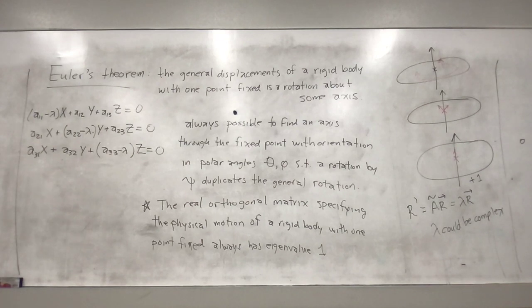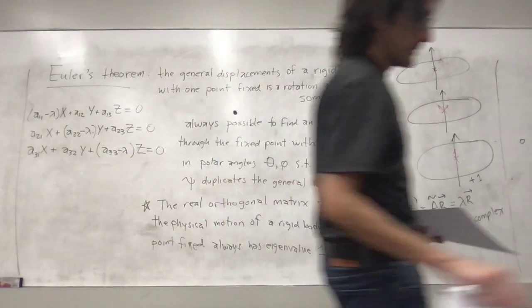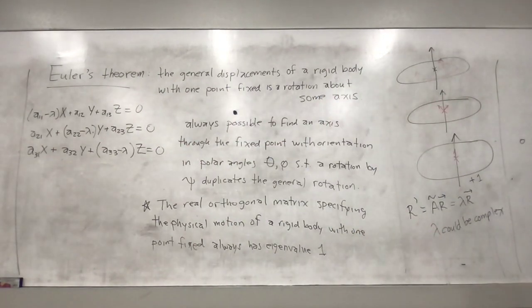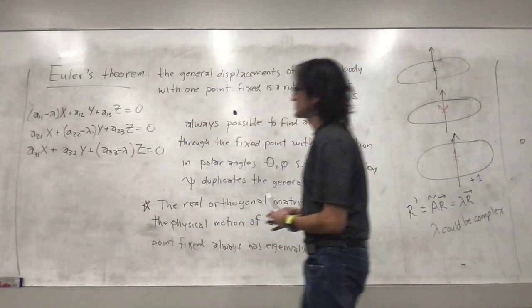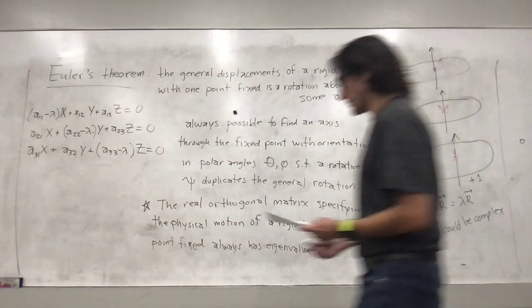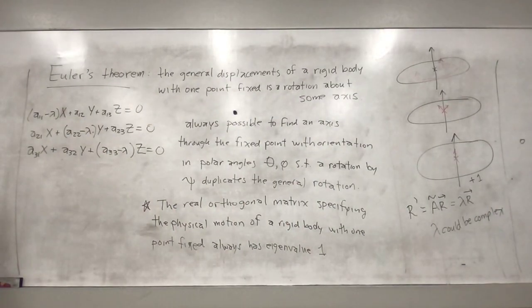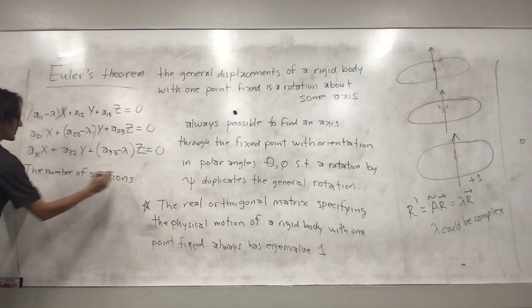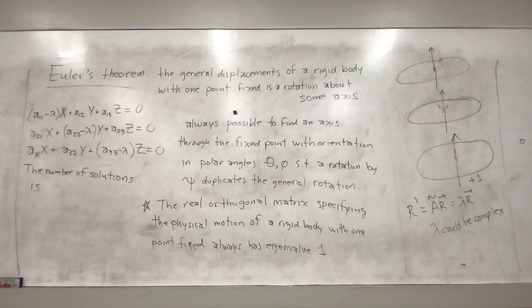So we have this system of equations. We can determine the ratios between the components, but because this is equal to 0, you can multiply by any number and still get this equal to 0. So the magnitude is not defined here, but the direction is. It's this direction. Because you can multiply by anything, what is the number of solutions? Three. You can multiply those three solutions that you found by any number.